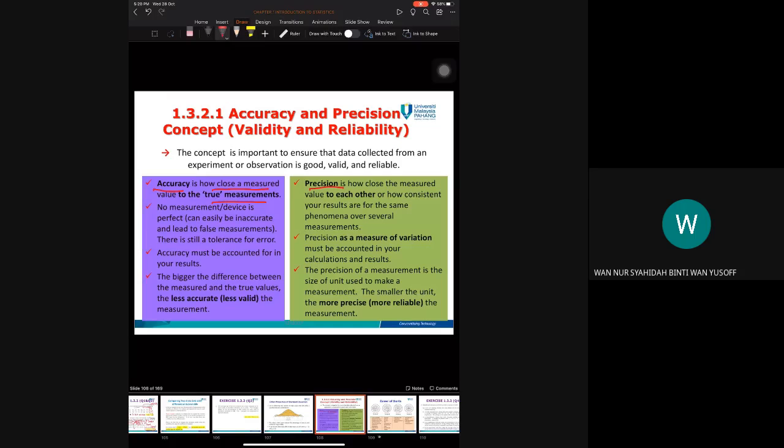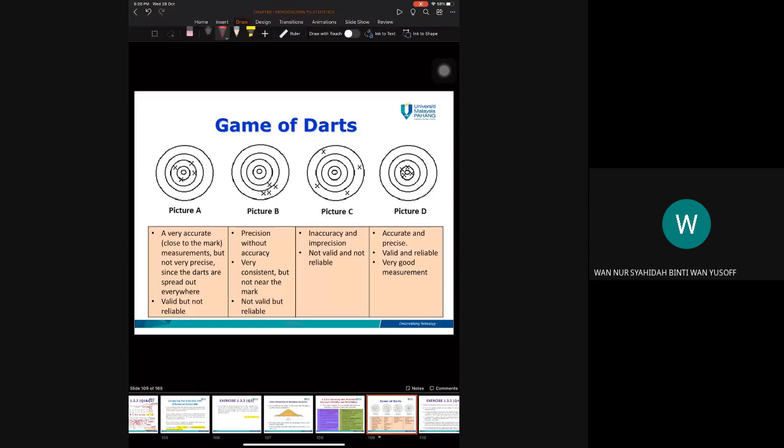Okay, so we have accuracy and precision here, using the concept of variability. Accuracy means how close a measured value is to the true measurement, so how close your data value is to the mean. We just discussed that we can use variance to determine that. Precision is how close the measured values are to each other, or how consistent, meaning how close the data values are to each other. This is a game to illustrate accuracy and precision.